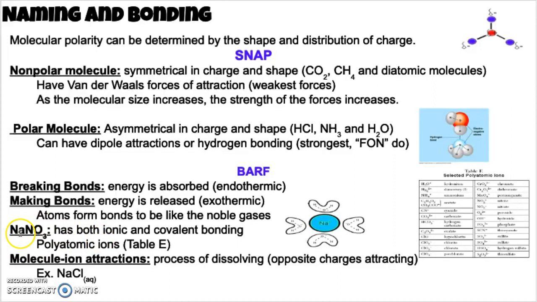Polyatomic ions, when combined with an element, exhibit both ionic and covalent bonding. That's really important to remember. And finally, molecule-ion attractions. It's the process of dissolving. Opposite charges attract. If you look at my picture here, you'll see that the positive sodium is attracted to the negative oxygens. Opposites attract.